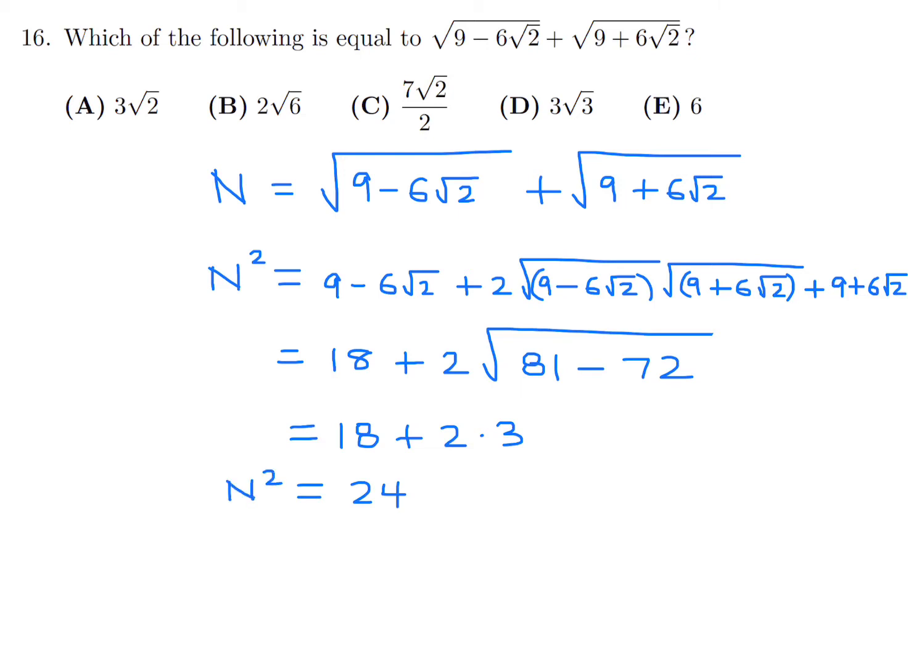So n squared is 24, but we don't want n squared, we want n. So it's the square root of 24. And square root of 24, let's see, 6 times 4, right? So that's 2 root 6. And 2 root 6 is choice B for number 16.